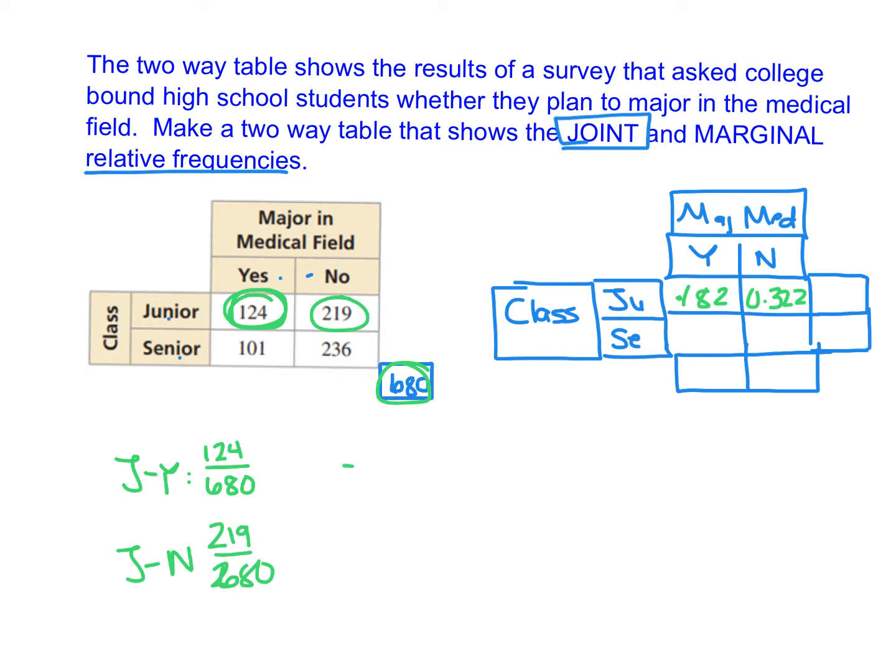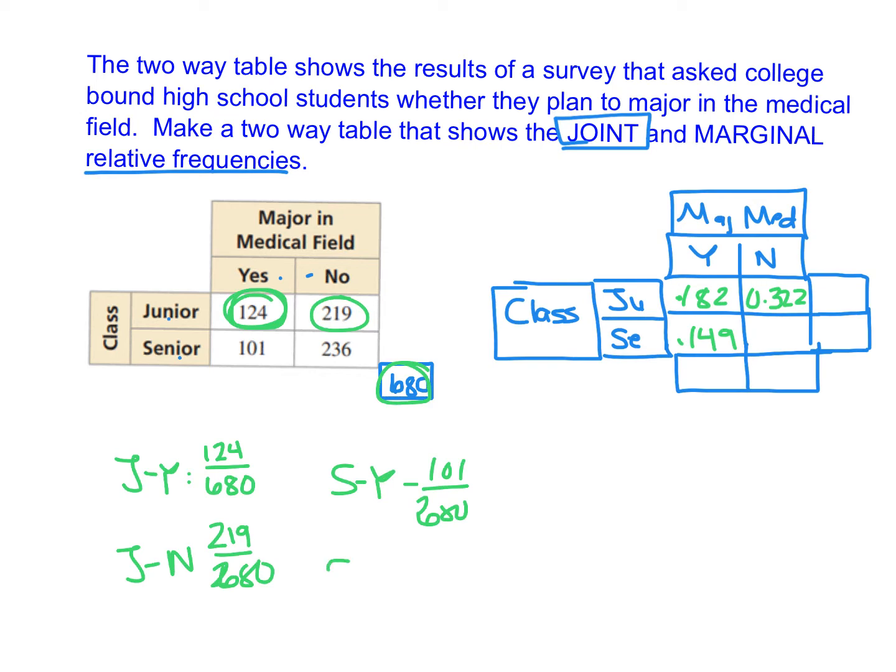Then from here, I'm going to do seniors and yes, so I take 101 over 680. So I get 0.149. Those are the students that are seniors that are planning to major in the medical field.